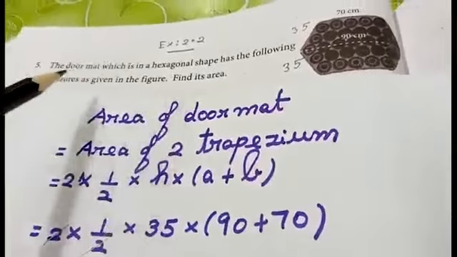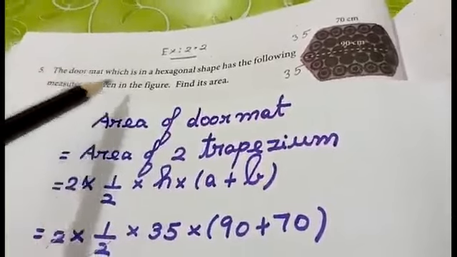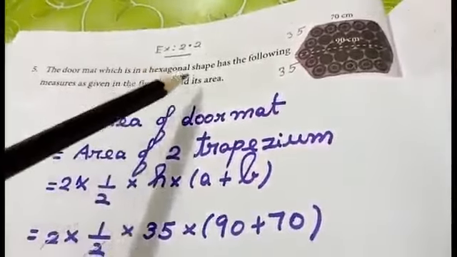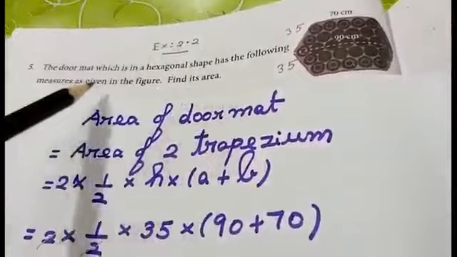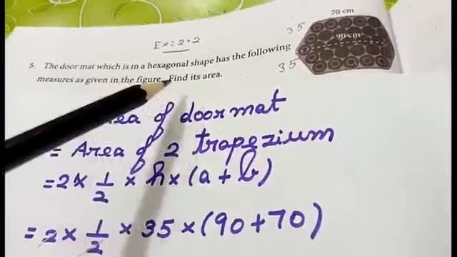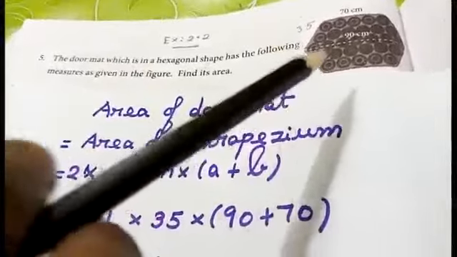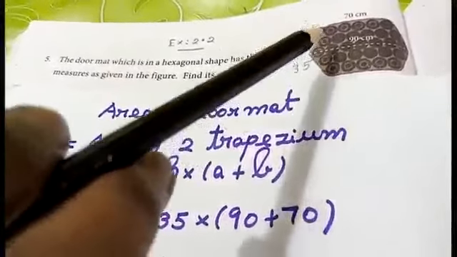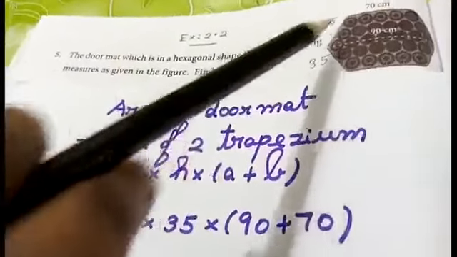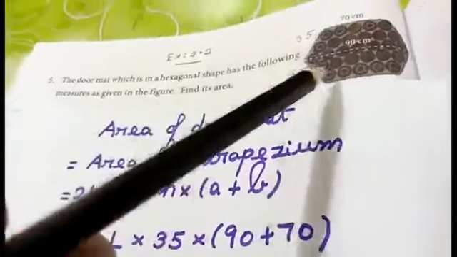Exercise 2.2, fifth sum. The doormat, which is in hexagonal shape, has the following measures as given in the figure. Find its area. What is the meaning of hexagonal? A figure which is having 6 sides is known as a hexagonal shape. If you see this doormat, I am having 6 sides in the outer part.